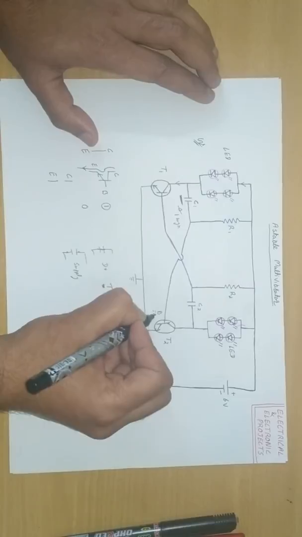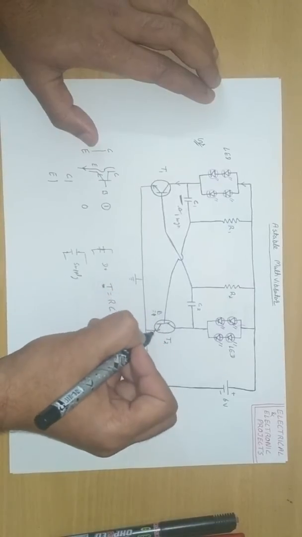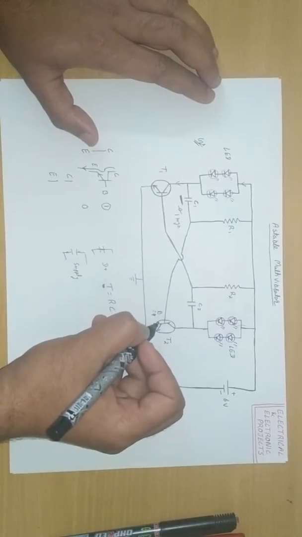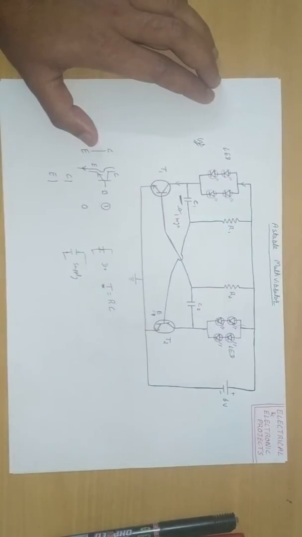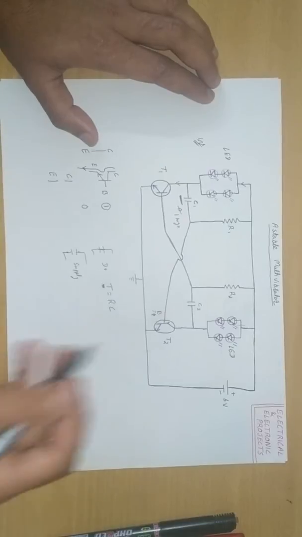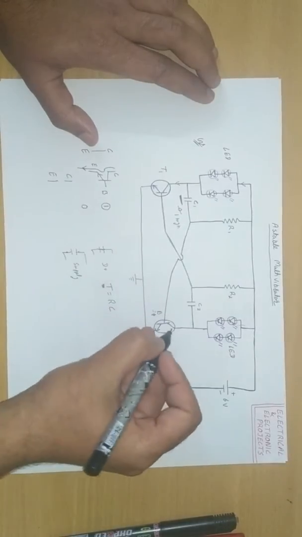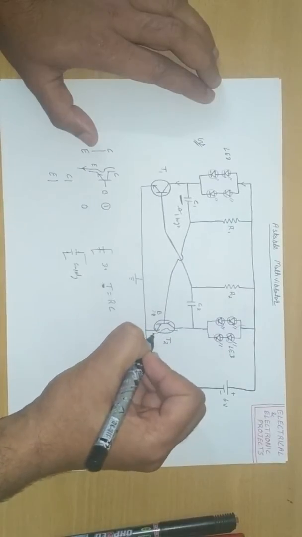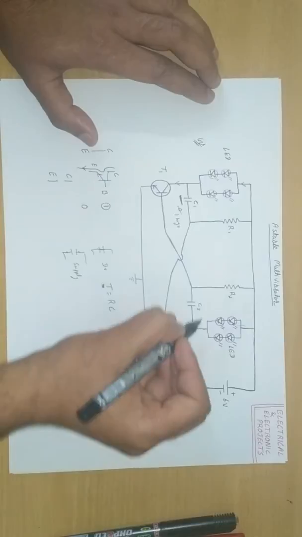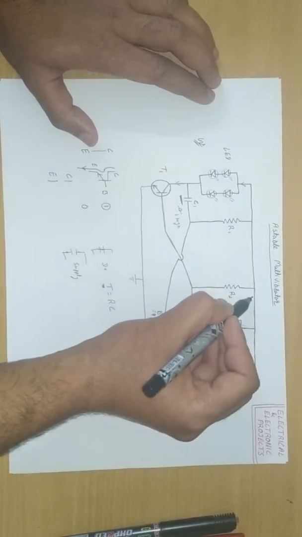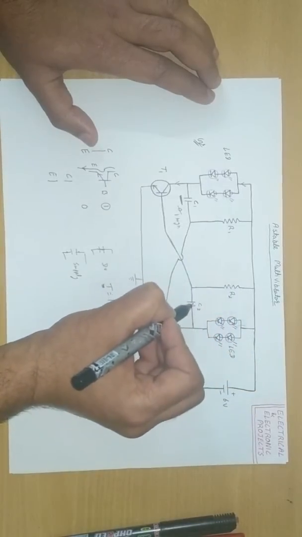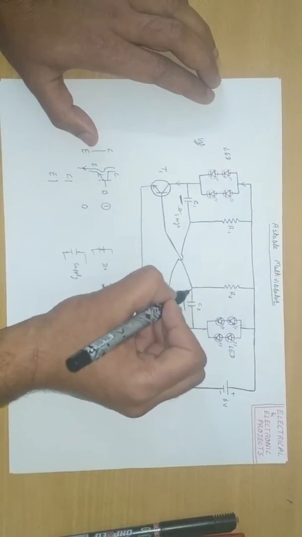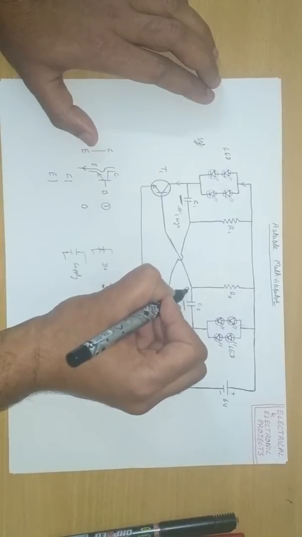When the base is high, say 1, this transistor acts in the saturation region. So this completes a closed path. At the same time, current also flows from here to here, because initially the capacitor acts as a short circuit. It is short circuited, so the voltage here is 0.